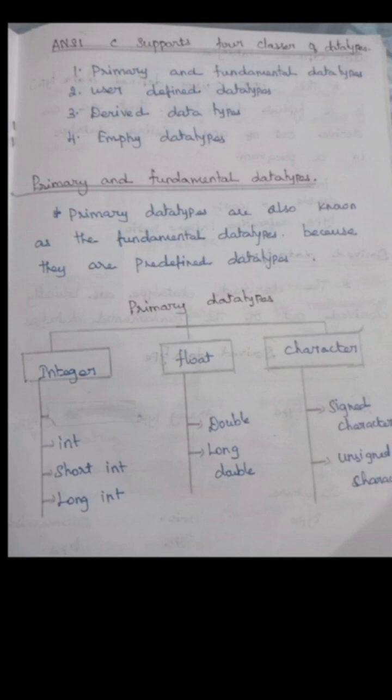Primary and fundamental data types. Primary data types are also known as the fundamental data types because they are predefined data types. Primary data types are of three types: integer, float, and character. Three types of integer: int, short int, long int. Two types of float: double, long double. Two types of character: signed character, unsigned character.